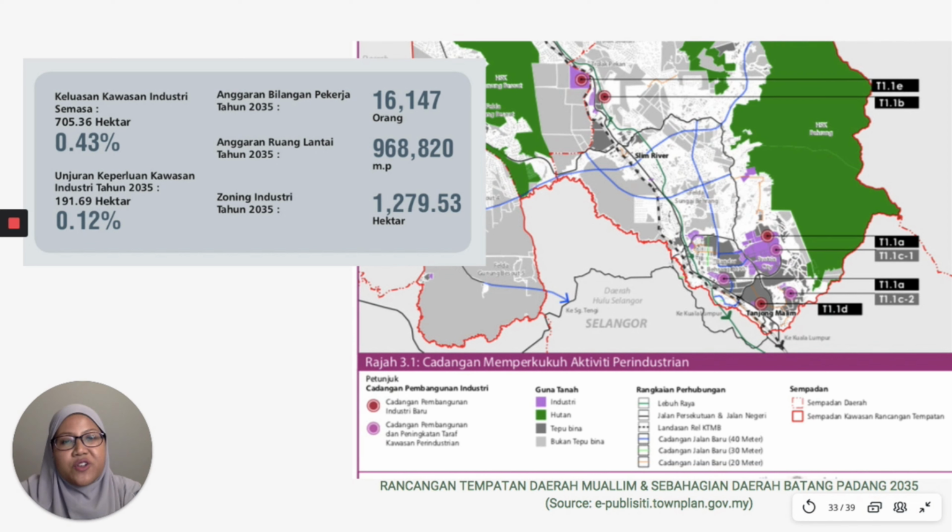And the zoning of the industrial area overall would occupy 1,279.53 hectares of the overall area. We can see from the map, the dots in red show the proposed development for new industry, where the dots in light purple or pink show the proposal for development or improvement of the existing industrial area. And the land use in purple shows the current industrial areas.